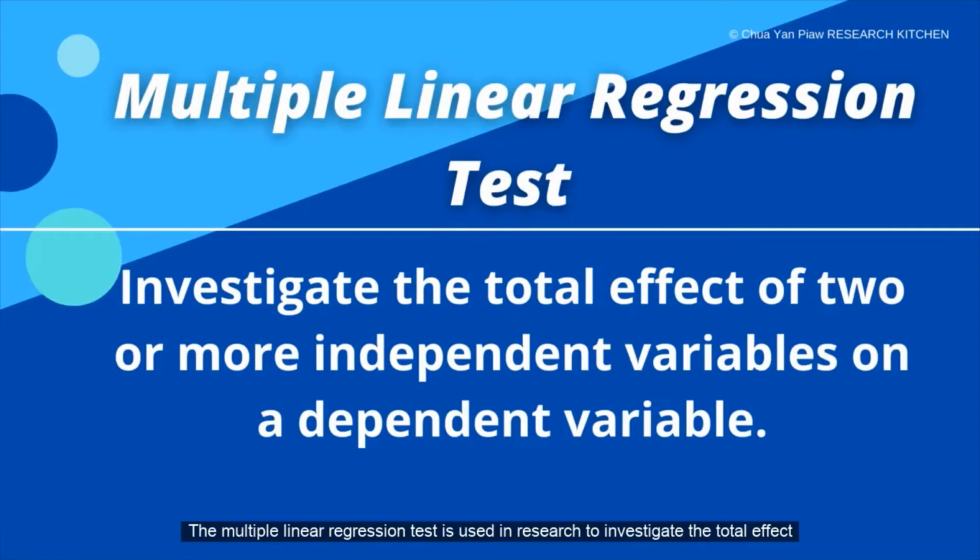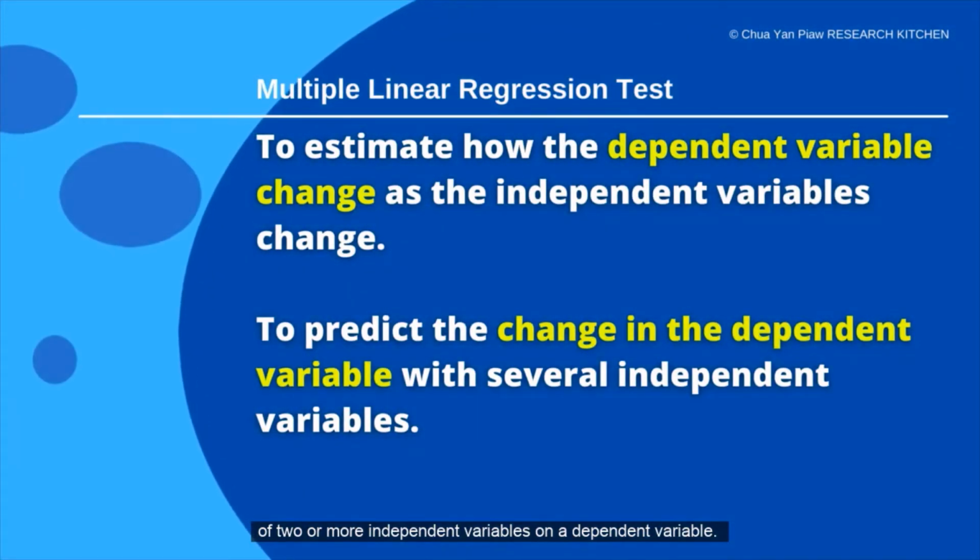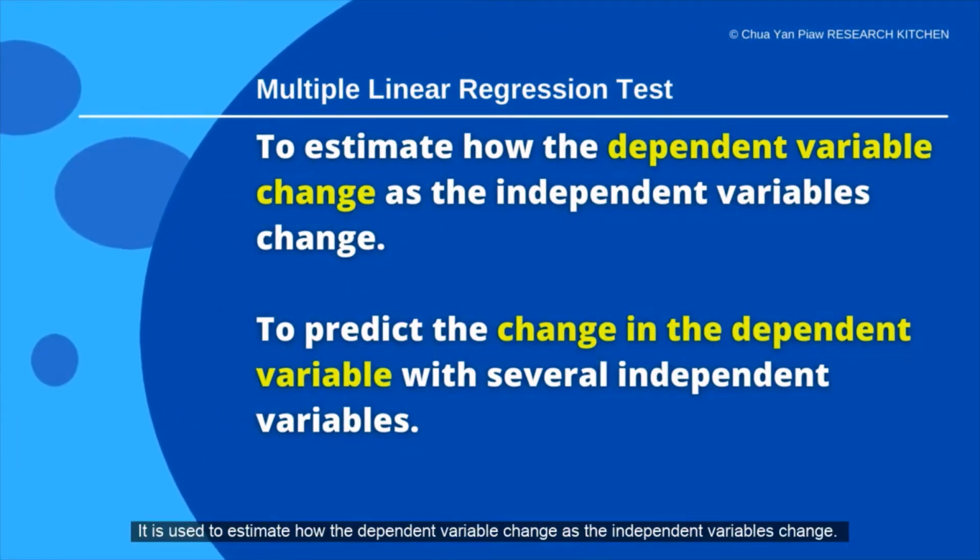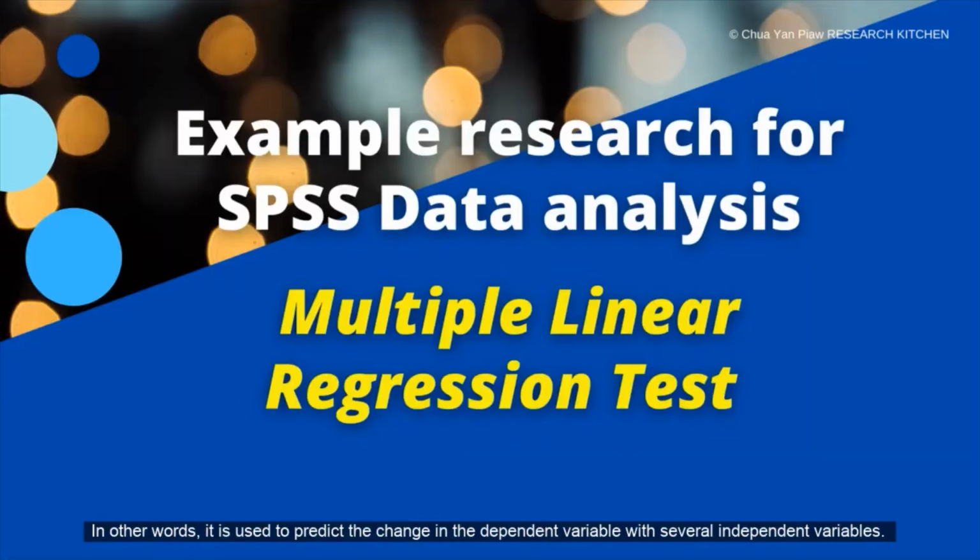The multiple linear regression test is used in research to investigate the total effect of two or more independent variables on a dependent variable. It is used to estimate how the dependent variable change as the independent variable change. In other words, it is used to predict the change in the dependent variable with several independent variables. The following is a research example of data analysis using the multiple linear regression test.